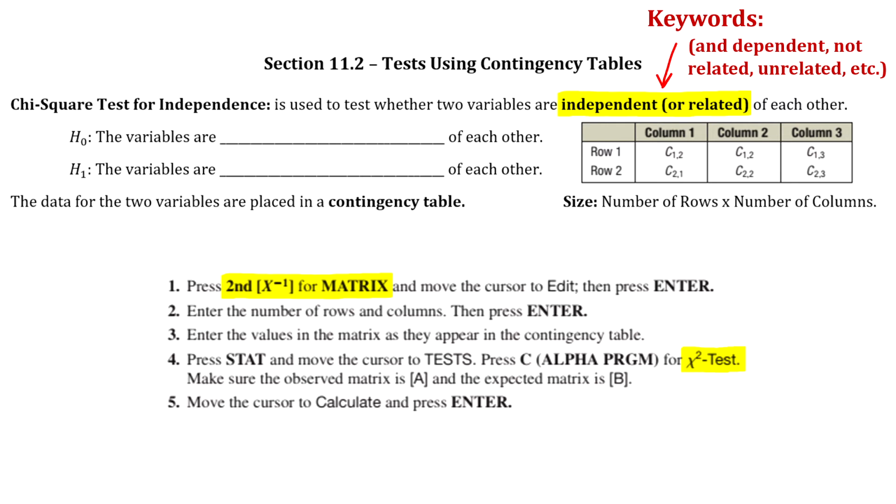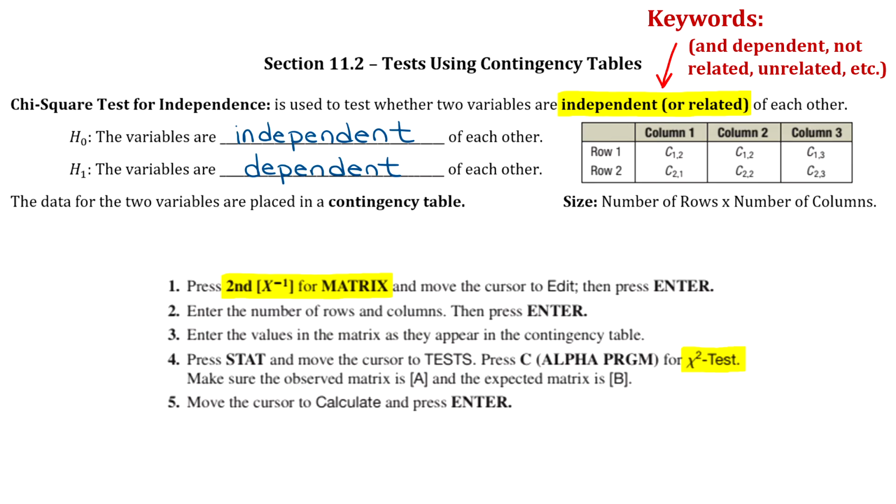As far as your null and alternative hypotheses, they're always going to be set up like this. So the null will always be a statement regarding the independence of the two variables, and the alternative will always state that the variables are dependent of each other. And either one can be the claim, it just depends on the specific question.